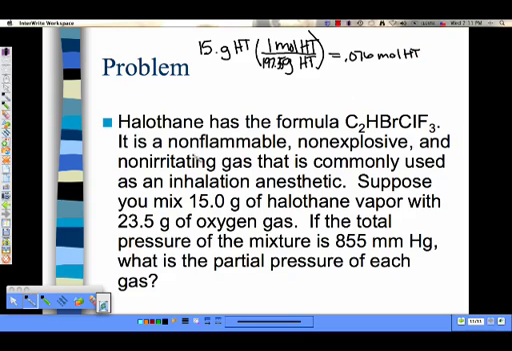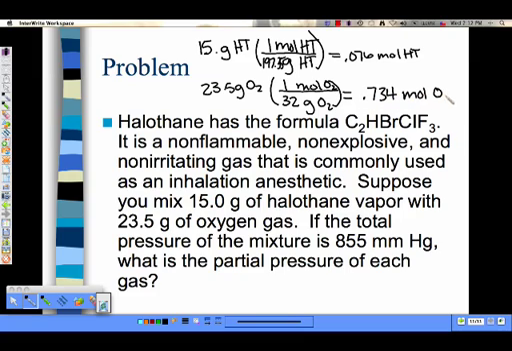Now let's do oxygen gas. So 23.5 grams of, remember oxygen gas is diatomic, O2. So we have 32 grams of O2 per 1 mole O2. So 23.5 divided by 32 is 0.734. So the total number of moles then is 0.076 plus 0.734, 0.81. So the total is 0.81.